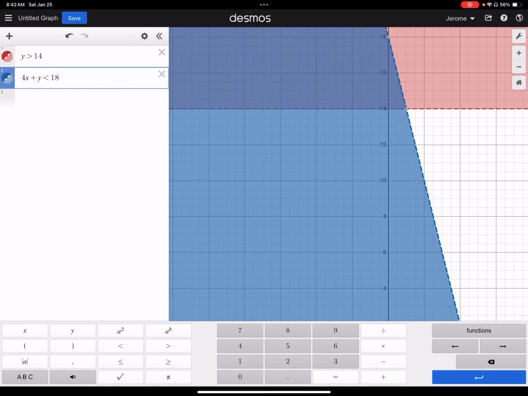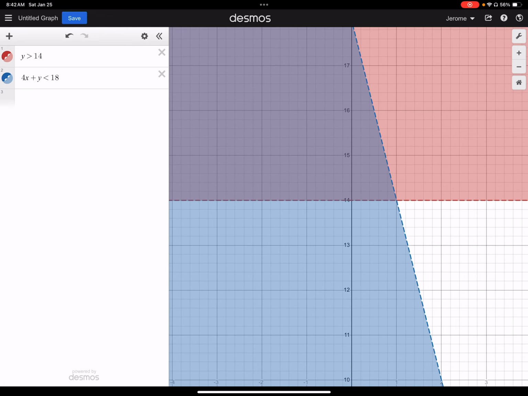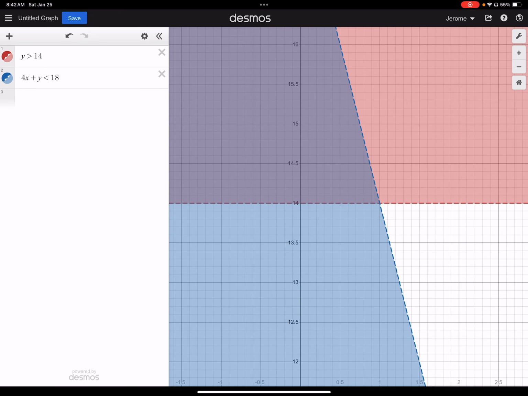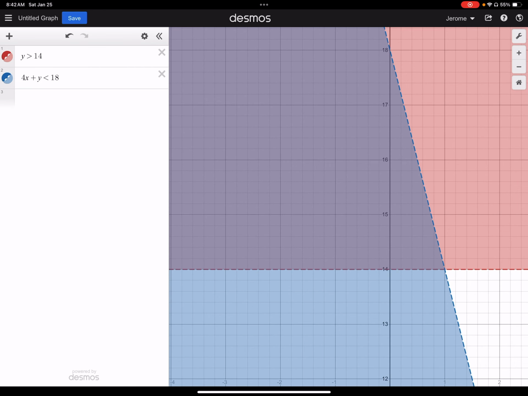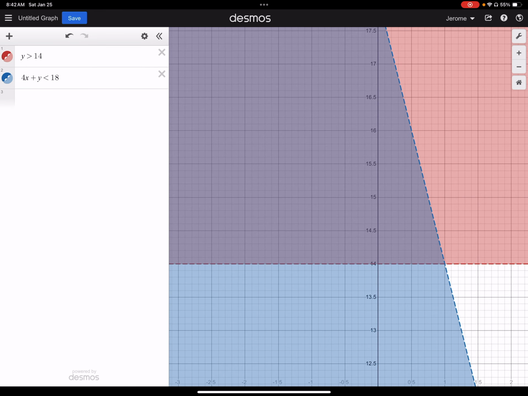Okay, and then here is, now, when I look at this blue region that's right here, this point of intersection, which Desmos will tell me is 1 comma 14, doesn't count for anything. It's not a solution to either one of those systems of equations because both of the lines are dashed, which means that any points on there are not solutions. Okay, so we're looking for kind of this purpley region right here where the red and the blue meet, of course. And then, you can just put your answer choices in if you wanted to.